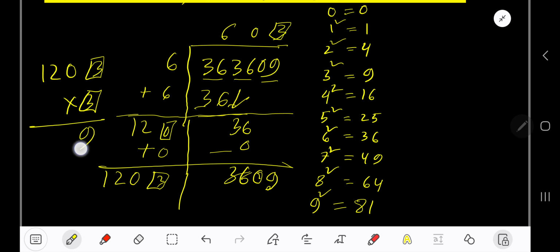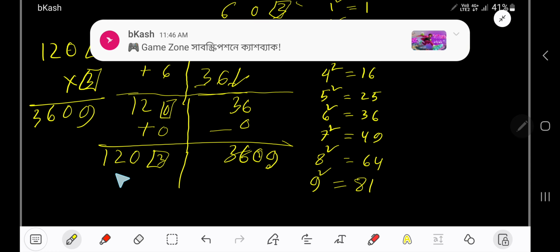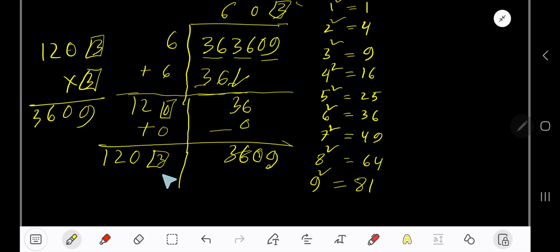3 times 3, 9. 3 times 0, 0. 3 times 2, 6. 3 times 1, 3. 3,609, which is equal to this. So our guessing number 3 is correct, right? So 3 times this, 1,203, is 3,609.